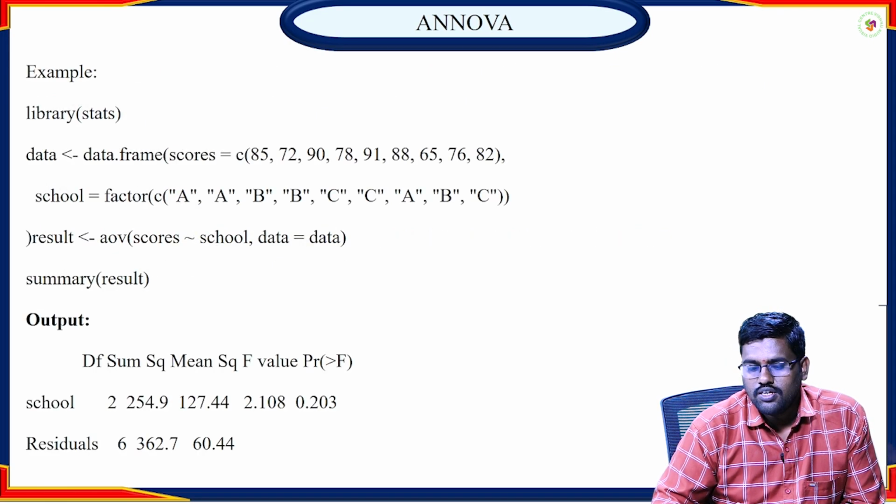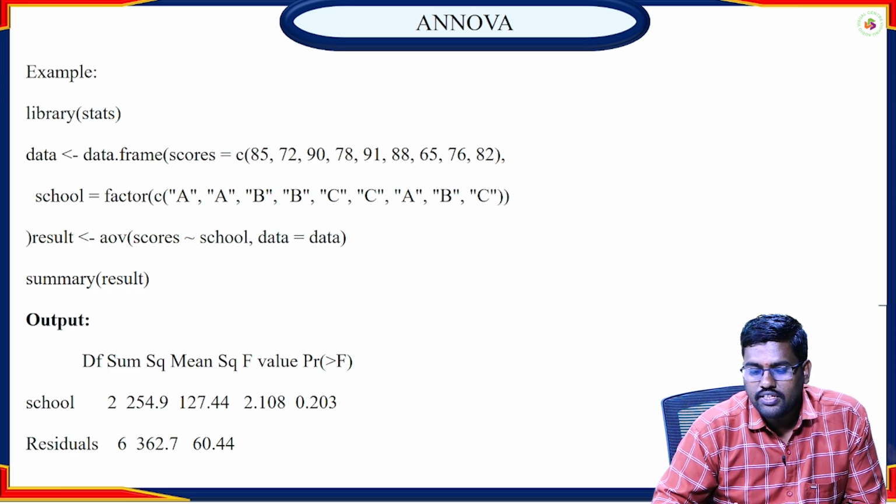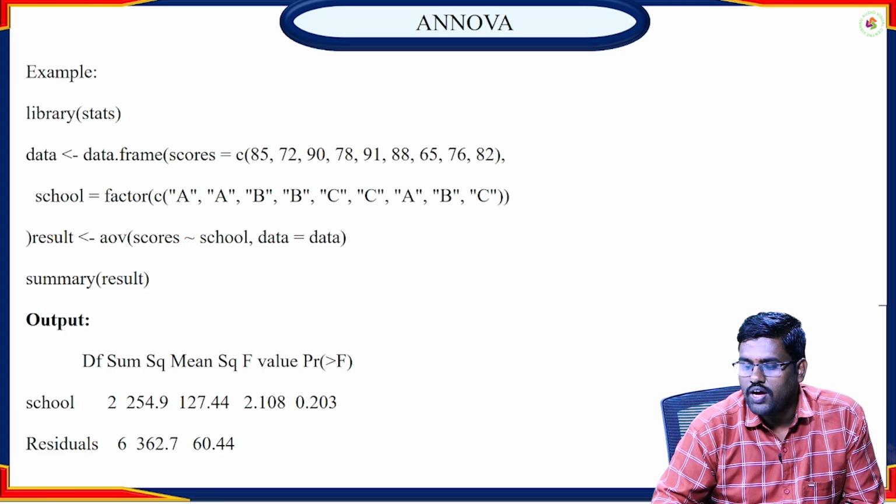Now we will see here. We are taking some data. Library of stats, which is used to implement the statistical functions. Data frame of scores equal to some values, and school is equal to factor of A. So based on those scores they are given the grades. Result is equal to AOV, the function for analysis of variance: scores tilde school, comma, data equal to data. Finally, the result will be displayed like this: DF, sum square, mean square. How we get these values, I will show you.